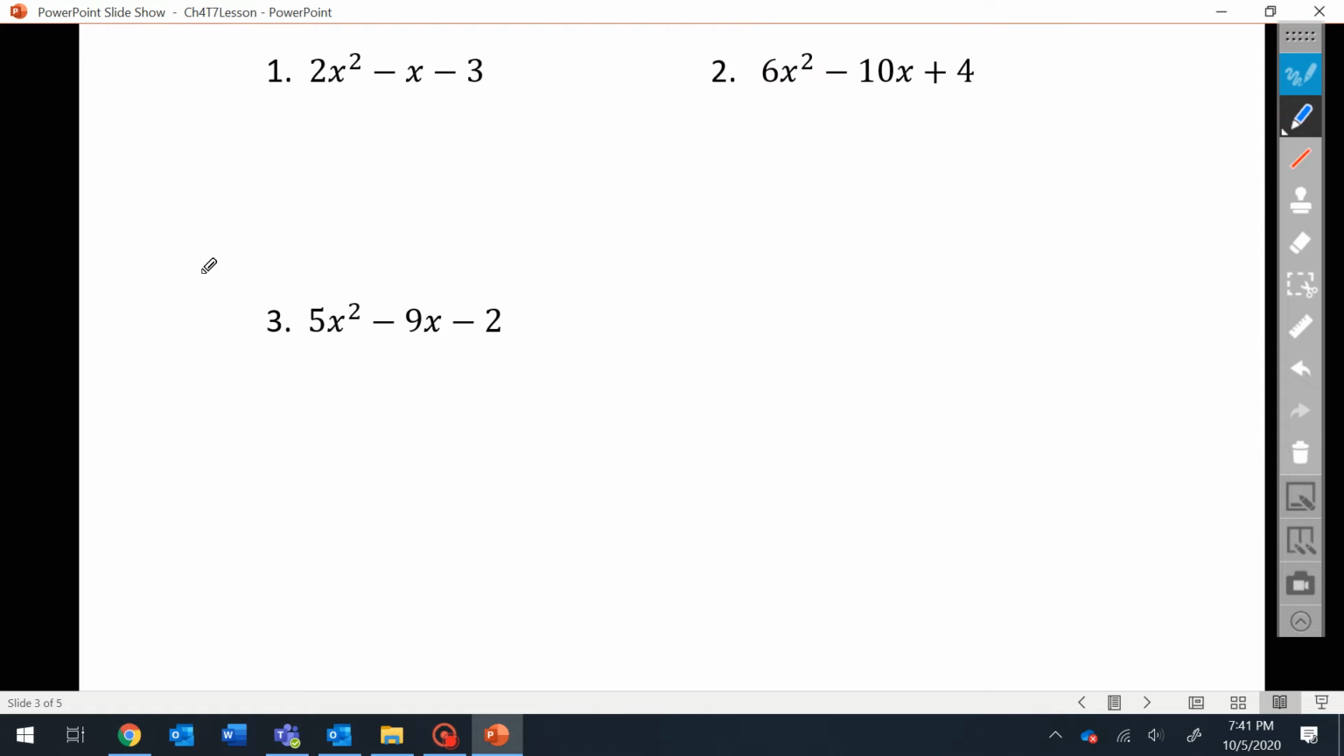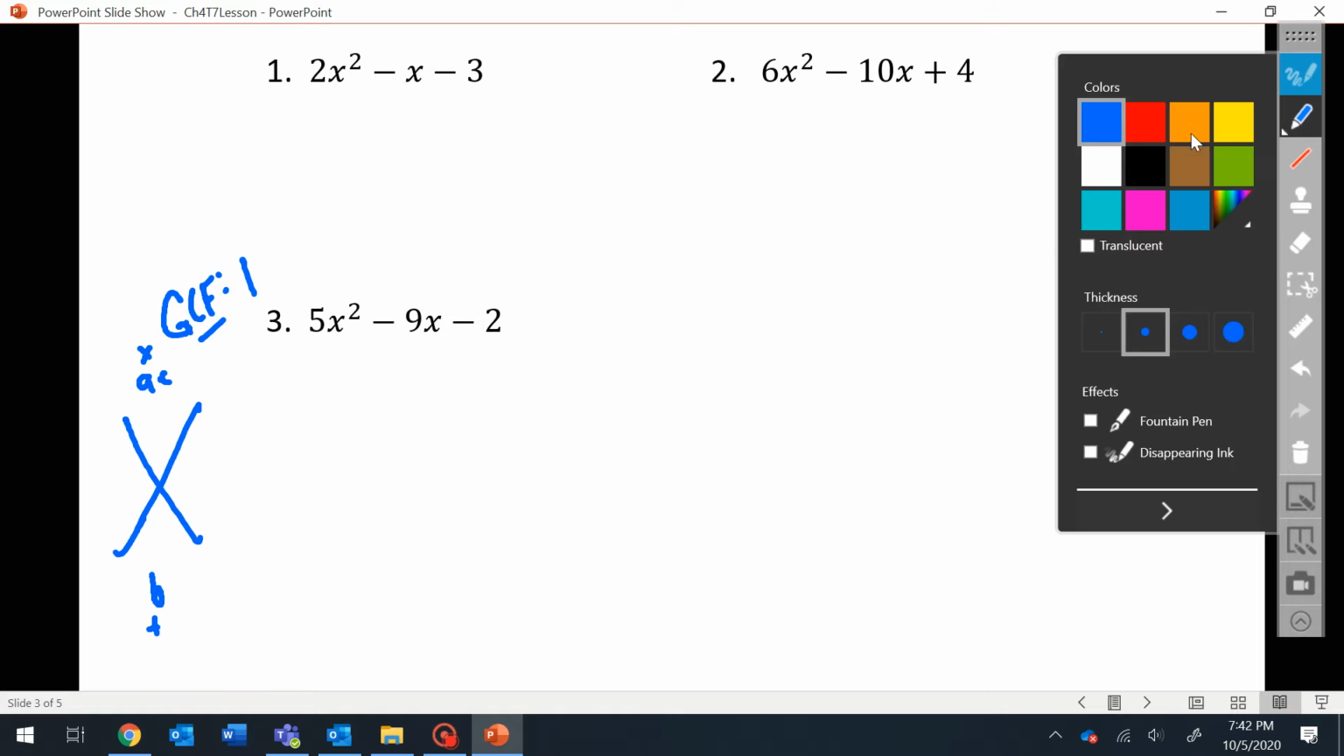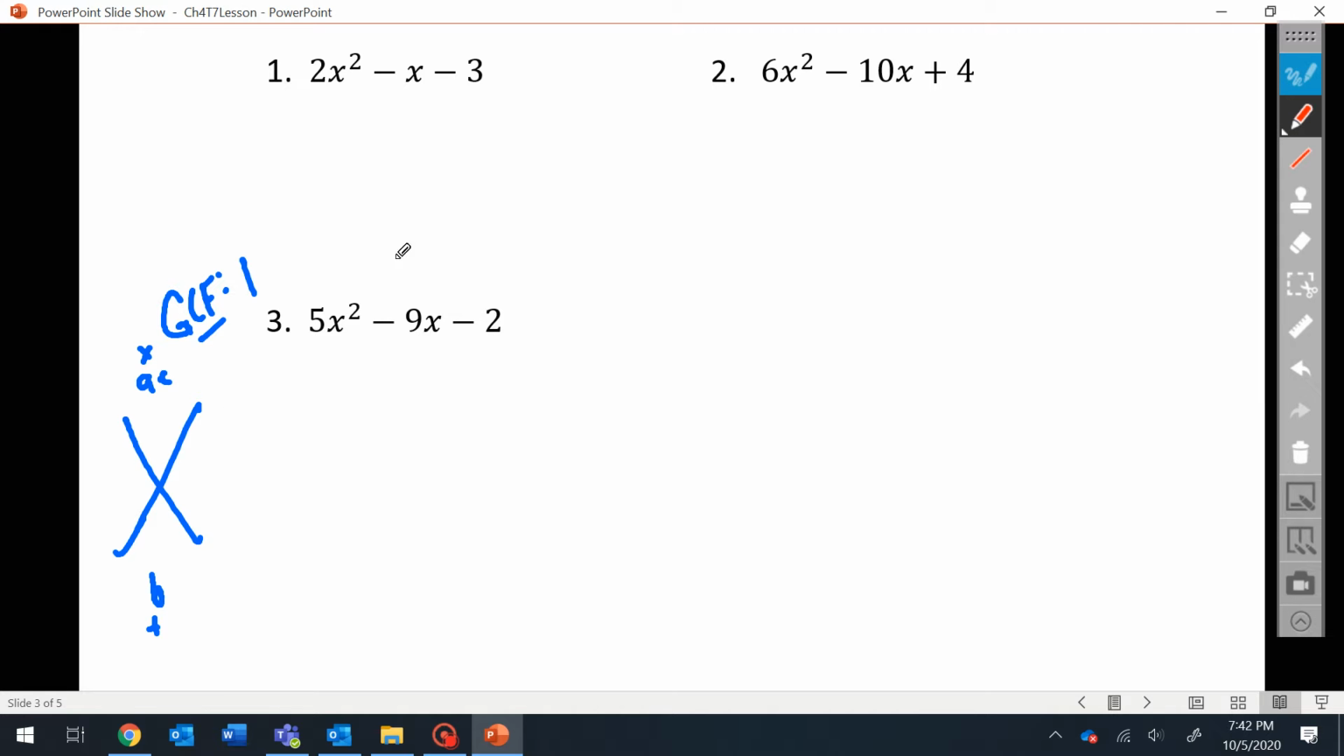All right, number 3, the GCF of number 3 is, of course, 1. So we don't really need to do that. We can do the cross, a times c on top, and then b on bottom. A times c is 5 times negative 2, that's negative 10 on top, negative 9 on bottom. I'm looking for two numbers that multiply to negative 10 and add to negative 9. That's going to be negative 10 and positive 1. So what this is going to allow me to do is split up the negative 9x into negative 10x and positive 1x.